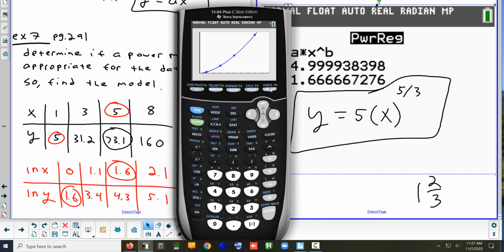What do you think? Does it look like it goes through the points pretty good? Yeah. It's not going to get much better. So it's just about perfect.